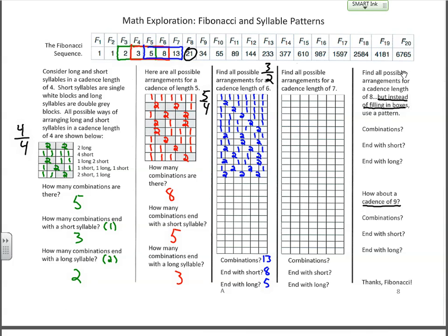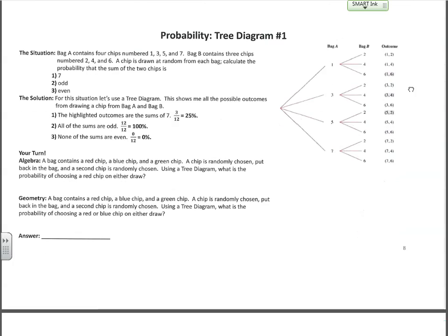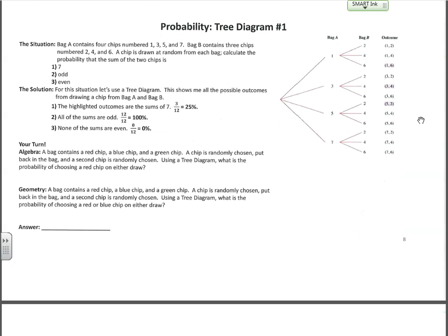Okay, moving on. The probability tree. This is another way to represent probability in a very organized manner. It says, the situation: Bag A contains 4 chips, numbered 1, 3, 5, and 7. Bag B contains 3 chips, numbered 2, 4, and 6. A chip is drawn at random from each bag. Calculate the probability that the sum of the 2 chips is, first task, 7, then odd, and then even.